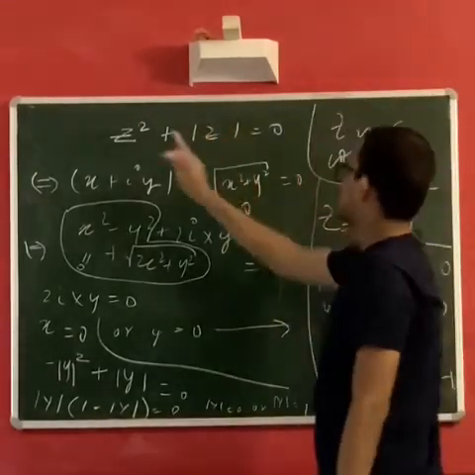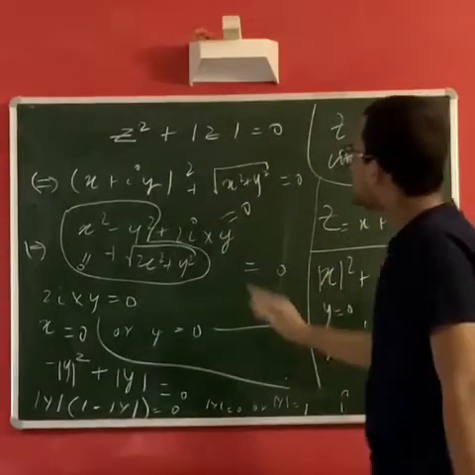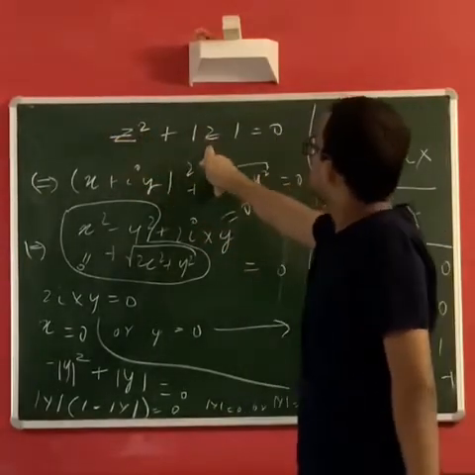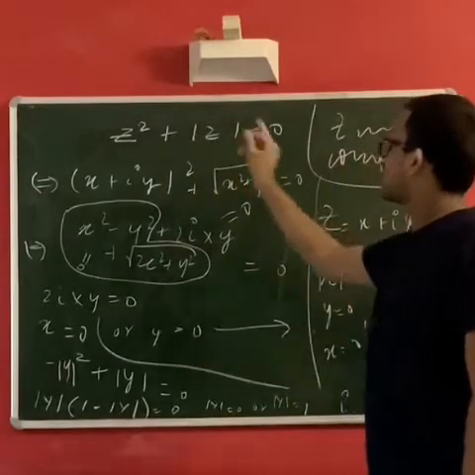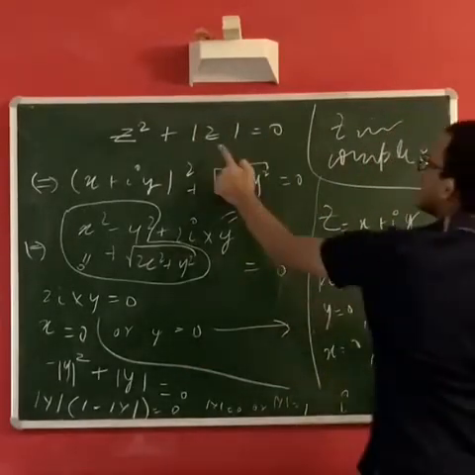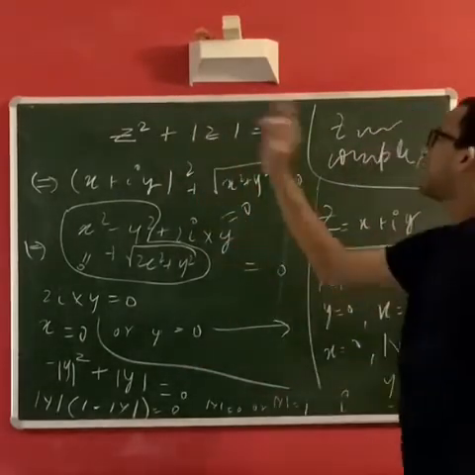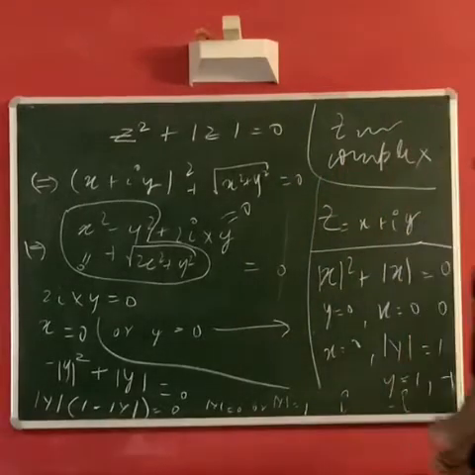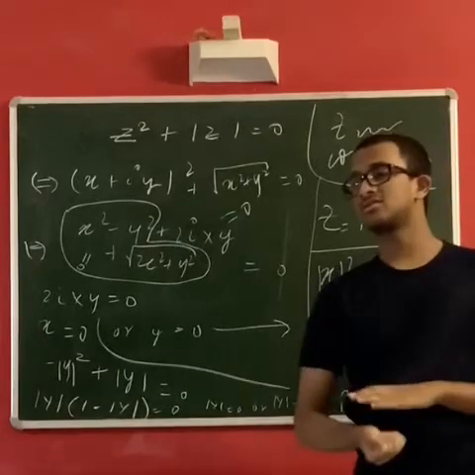0 obviously does, 0 plus 0 is 0. For i, i square is minus 1, plus the mod of it, which is 1. So minus 1 plus 1 is 0. Similarly, for minus i, the mod is 1, and the whole square is minus 1. Minus 1 plus 1 is 0. So the three candidates that we had satisfy, and hence we have three solutions.